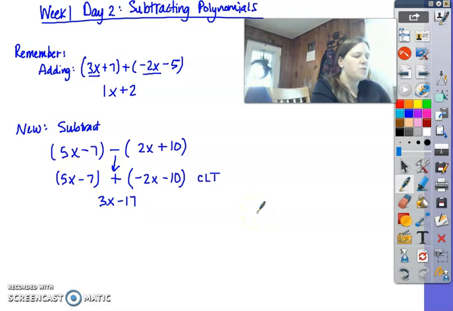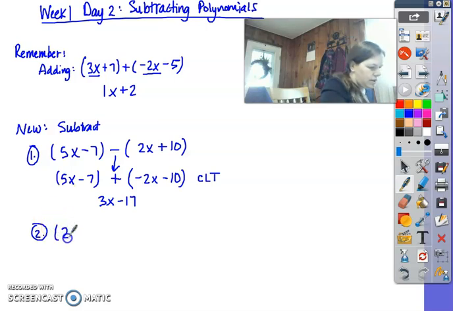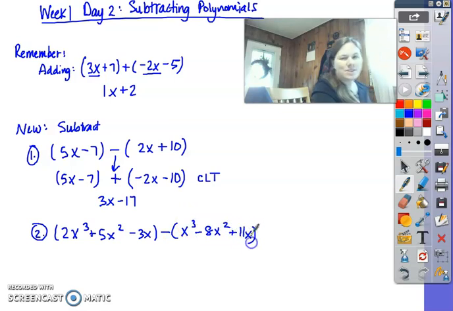Now, of course, we started out with one of the easier problems. So we'll go with some bigger polynomials instead of just a binomial. We'll call that number 1, and we'll call this one number 2. Let's see what I got. That's a little bit trickier. 2x cubed plus 5x squared minus 3x. And we're going to subtract x cubed minus 8x squared plus 11x. First one doesn't change at all.